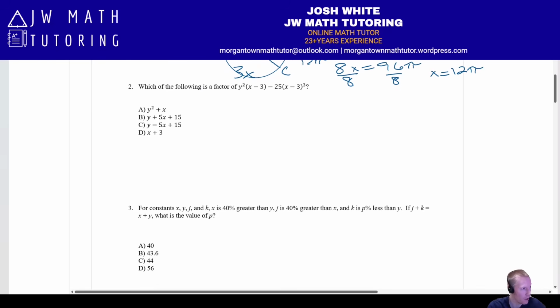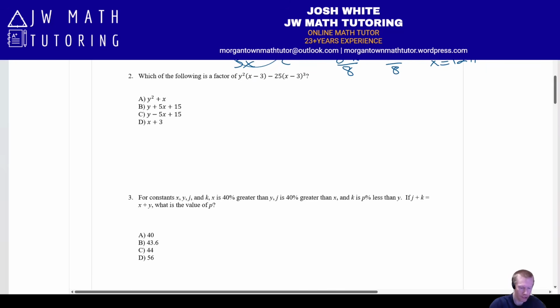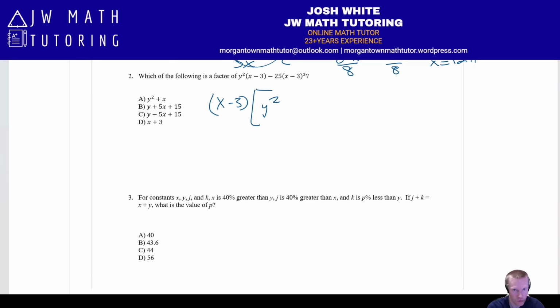Next question, number 2. This is a common one that has appeared recently. You're given some expression with both x and y, 2 variables, and you're asked which of the following is a factor of it. So the way to solve this is to note that there's a common factor here of x minus 3. So you can pull that out as a GCF. And then what you're left with is just y squared minus 25 and then x minus 3 squared.